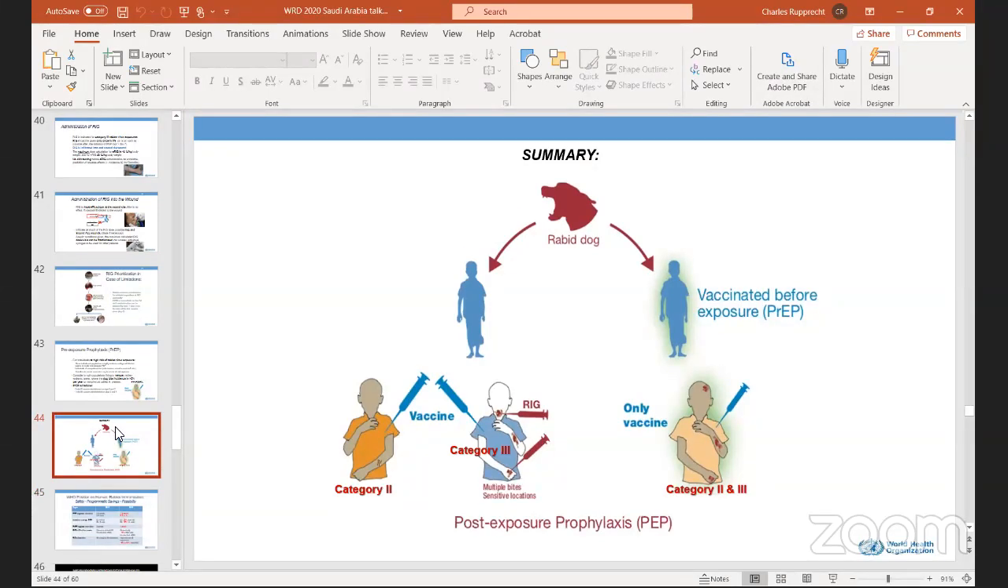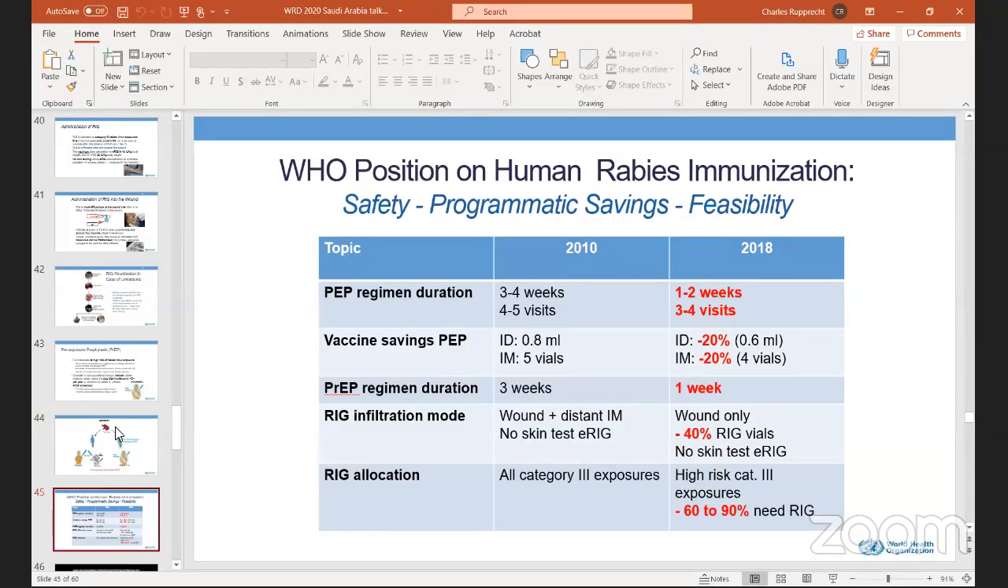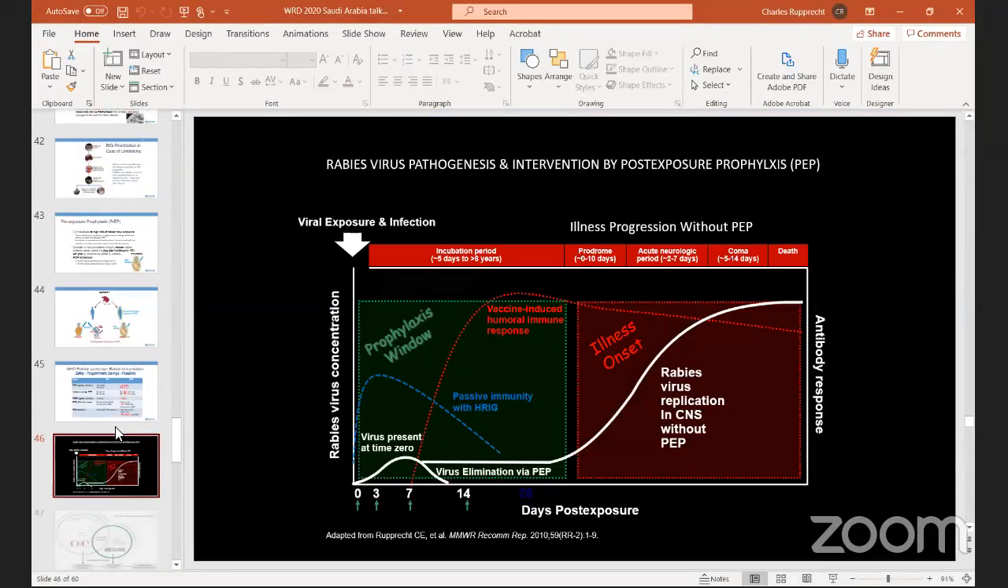This summarizes everything that we've gone over. Pre-exposure for those at risk, wound care for any animal bites, RIG and vaccine for naive patients, vaccine only for individuals who've been previously vaccinated. And this summarizes the prior recommendations by WHO by having longer duration, now shortened with the newer recommendations, the demonstration of the cost-effective dose-sparing intradermal savings that are demonstrable, the shortening of the pre-exposure schedules from 3 to 1, the focus upon the infiltration of rabies immune globulin as opposed to the need for a distant intramuscular dose administration, and the allocation of RIG focusing in triage fashion on all category 3 exposures, high category 3 exposures.